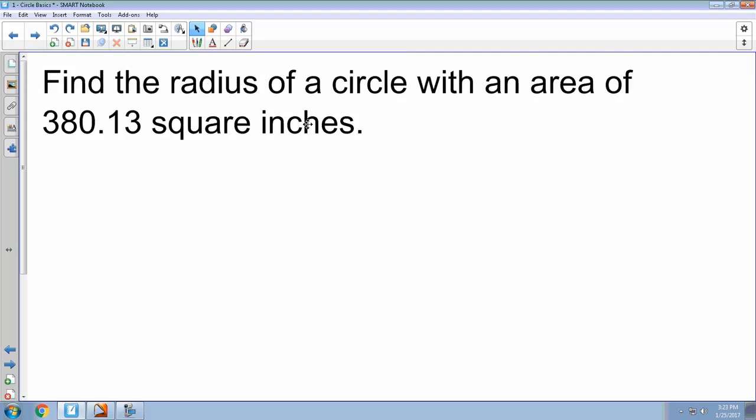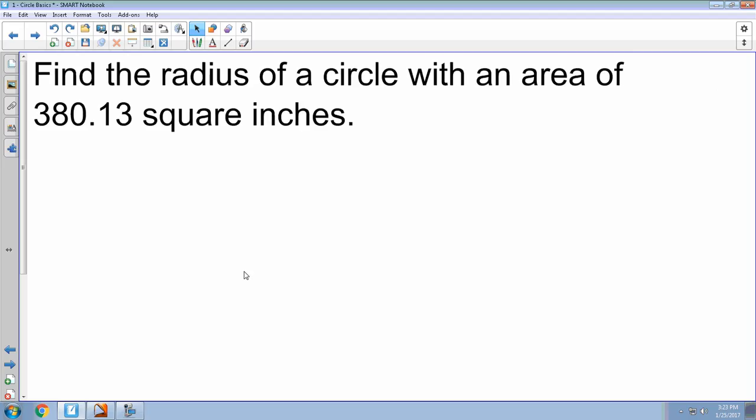Okay, we're going to go ahead and try this one. Again, feel free to pause the video so that you have time to write this down, but this is going to be very, very similar to what we just did a second ago. Again, you have to figure out what formula you're talking about. We are given area, so I'm going to start by writing down my area formula, and I'm going to plug in what I was given here.